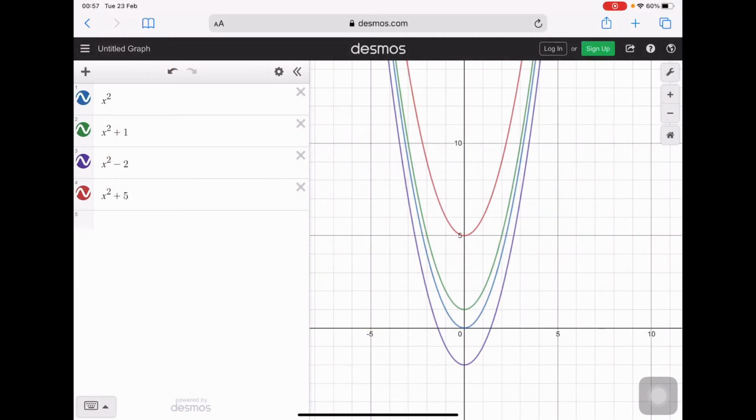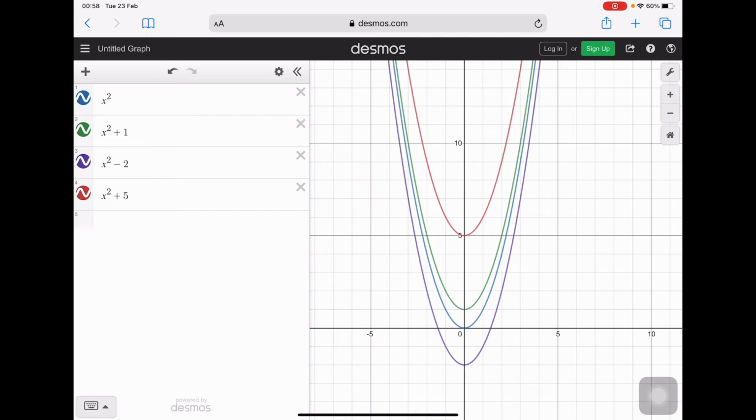As it said on the slides, the x values don't change at all. The y values are changing. Same way on the previous set of equations we looked at, the y values didn't change and the x values were changing. Here, the y values are the only values which are changing. So the blue graph is of course x squared.